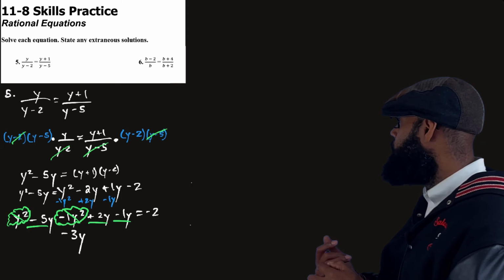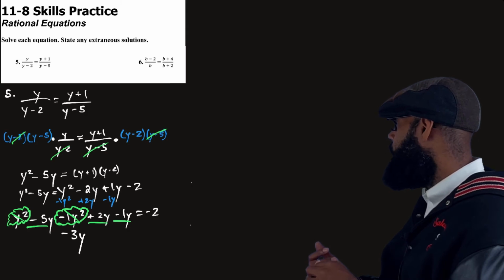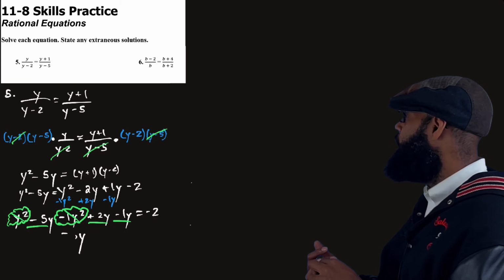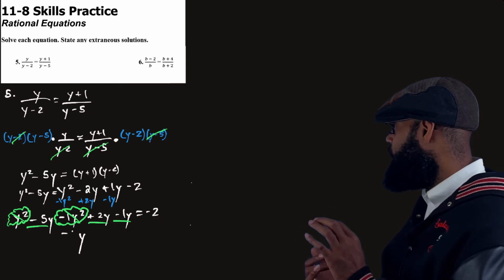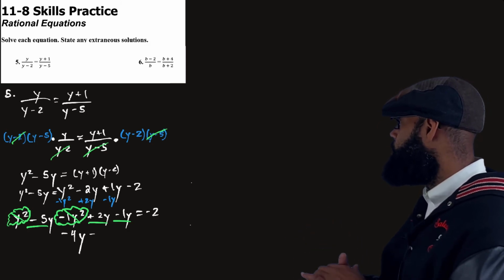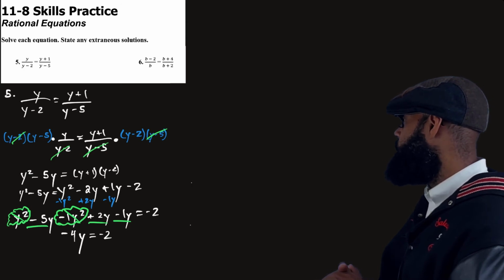Oh, one at a time here. Negative 5y plus 2y minus 1y. Negative 5y plus 2y is negative 3y. Then when you subtract another negative 1, when you take away another 1, you should get negative 4y. Thank you very much. Negative 4y is equal to negative 2.